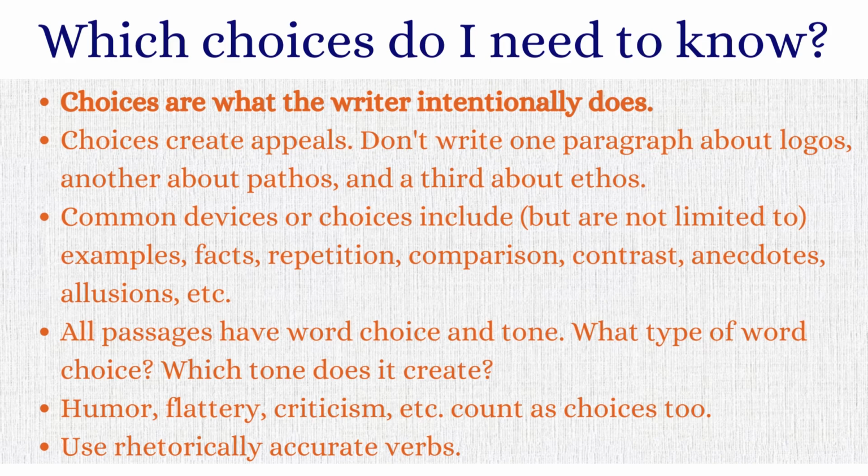For instance, the writer might be incorporating humor, or they might flatter their audience, or they might criticize their audience. They might try to rally their audience, or they might even be trying to create a common enemy. These are all choices too. So, if you're looking to improve the quality of your writing, focus on rhetorically accurate verbs and also recognize that while I did give you a brief list here, it is, in fact, a brief list.